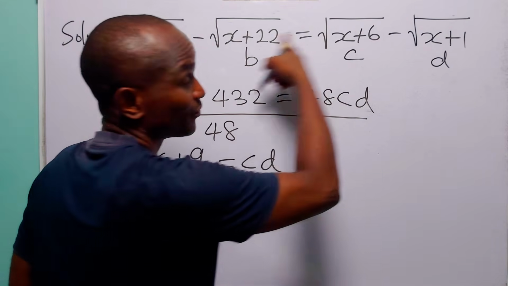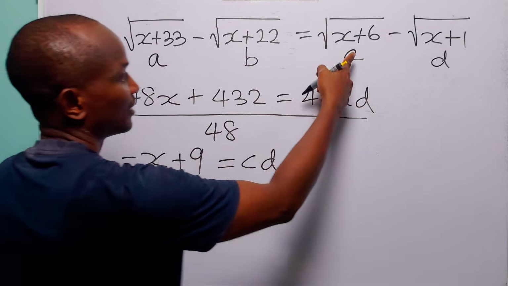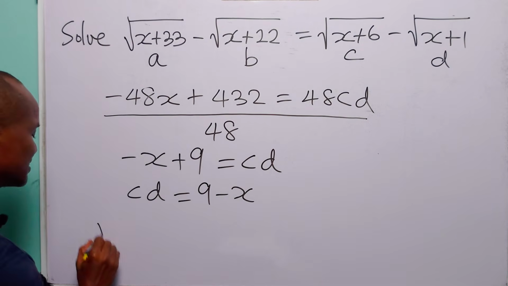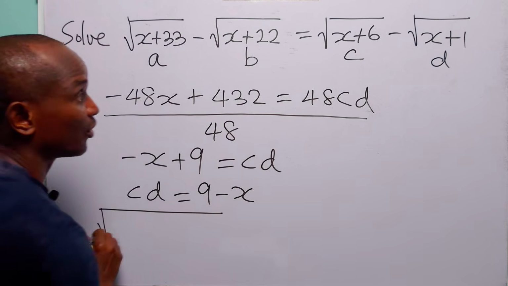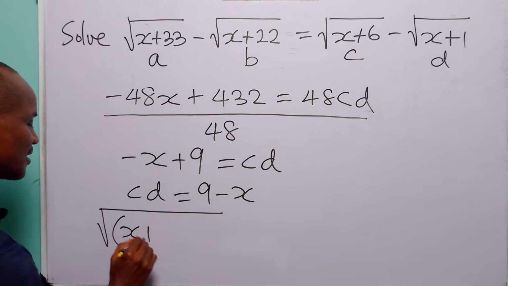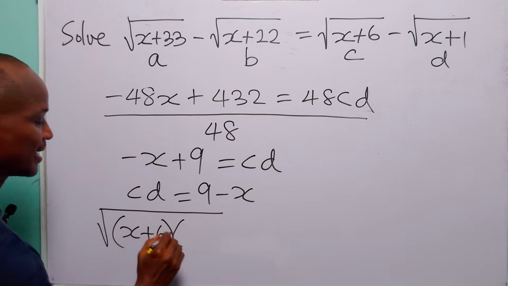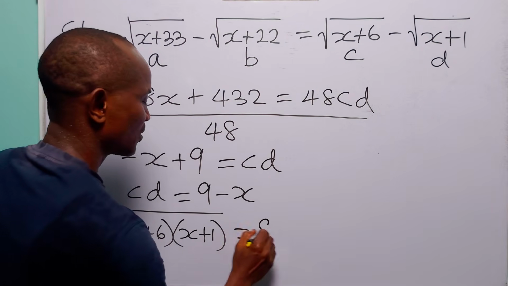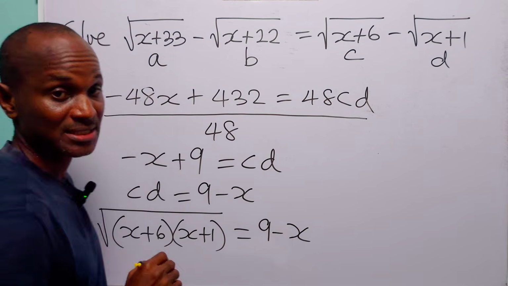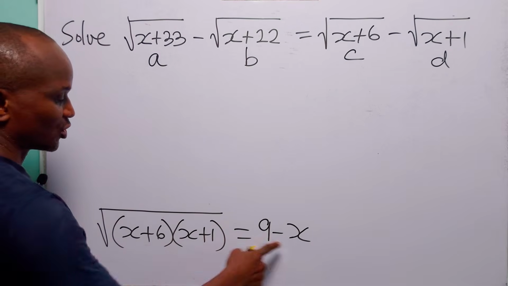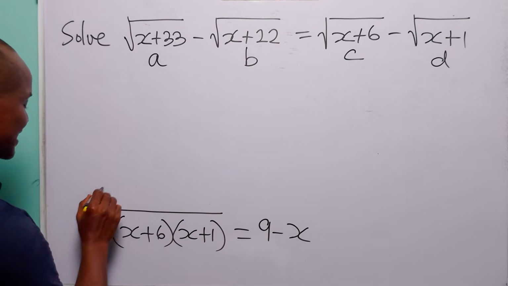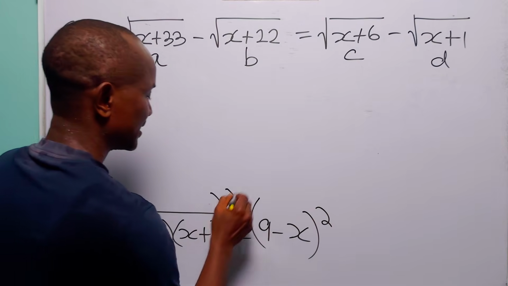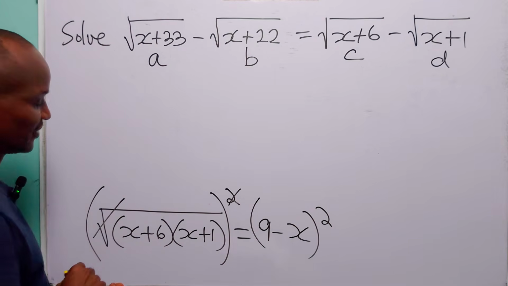Now we go back to the original equation. We have c and we have d. So that means that c times d is the square root of x plus 6 multiplied by x plus 1, and this is equal to 9 minus x. And of course, to solve this equation, we start by squaring both sides. This is going to take care of that.